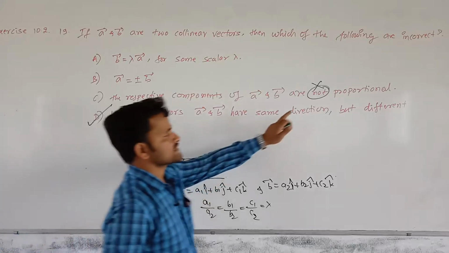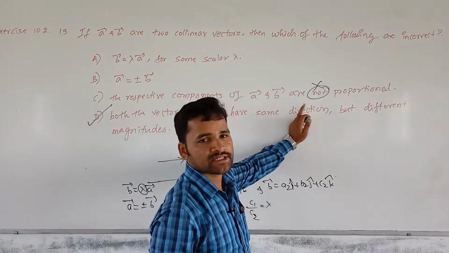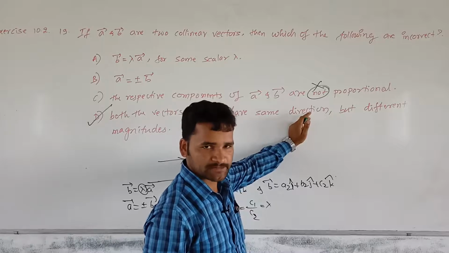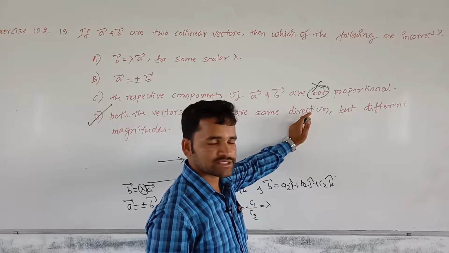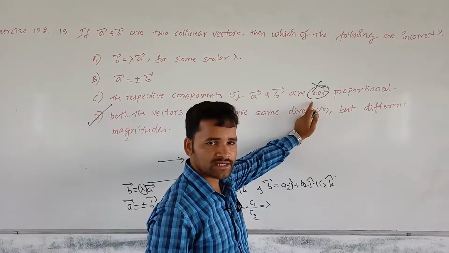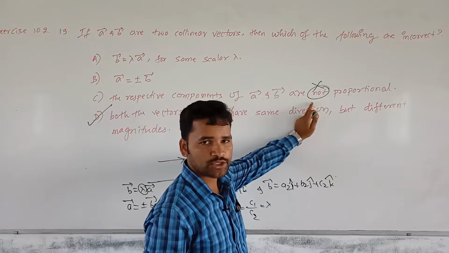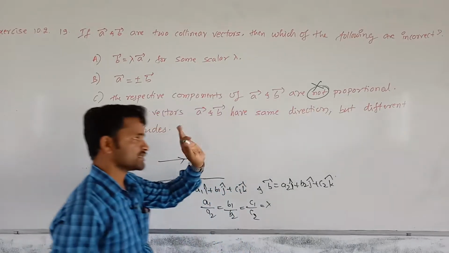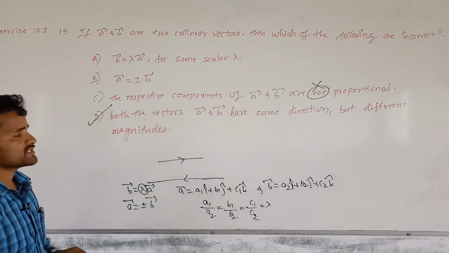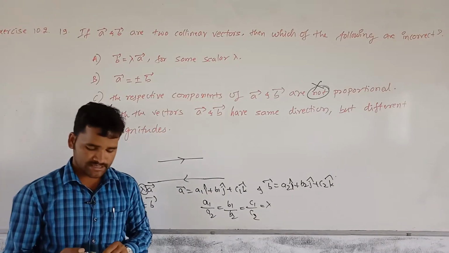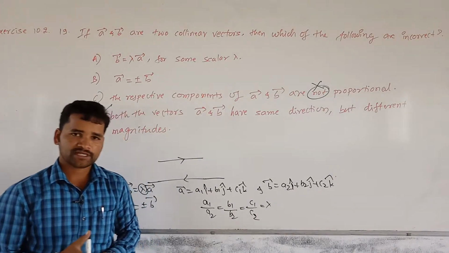If you don't cancel this 'not' in the option, then both are incorrect. In some of the textbooks it is omitted. They have removed this word 'not'. That's why I am saying remove that word 'not', then take option D. With this, exercise 10.2 is complete. Thank you.